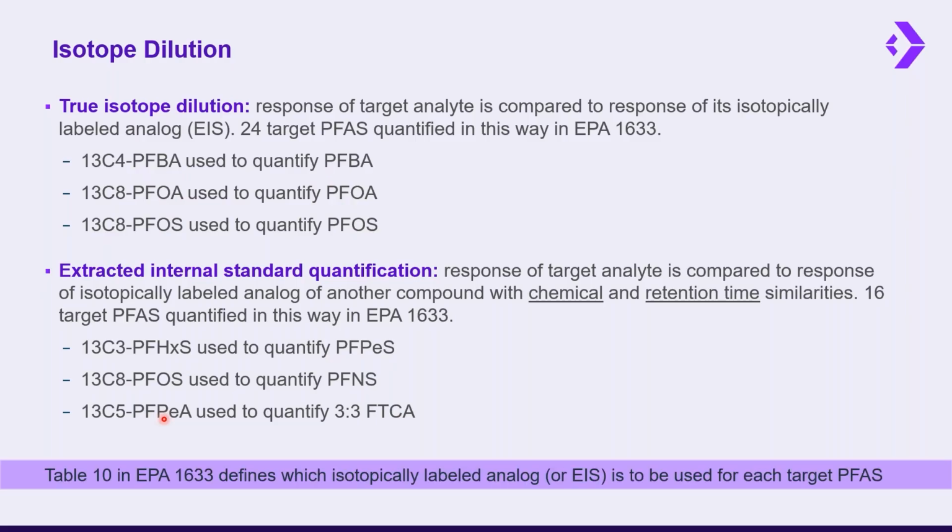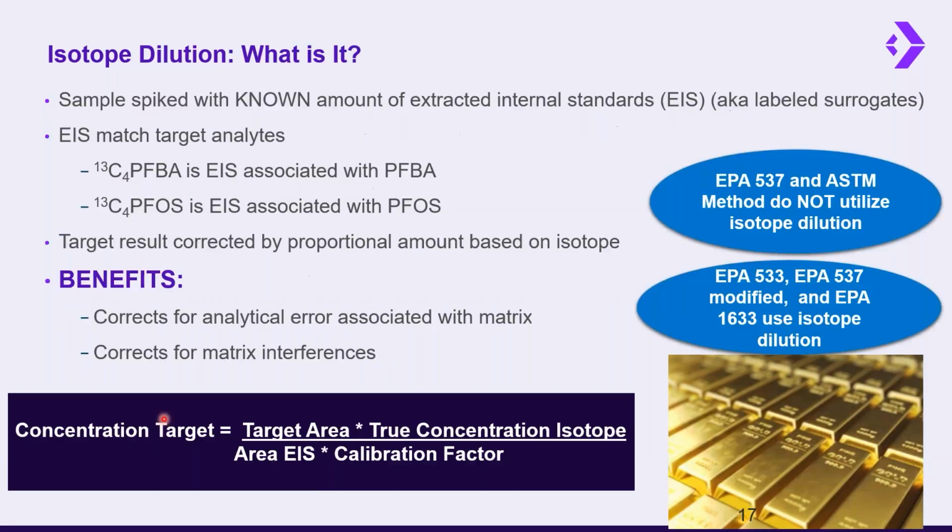And so there are no questions. Table 10 in EPA method 1633 clearly defines which isotopically labeled analog to use for each target PFAS. So there should be no question. If a carbon-labeled isotope does not exist for a specific PFAS, in EPA method 1633, the method is very clear on what should be used, and this helps ensure there's consistency from lab to lab.